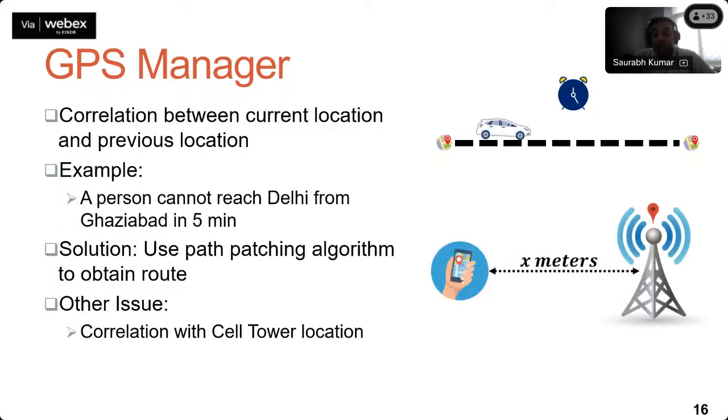Then the second issue is the correlation between the cell towers. Let's say you are changing the GPS reading, but you are not changing the reading from the cell tower. And the cell tower is also a source of geolocation, because a cell tower is situated in some location and there are algorithms or datasets that can easily be used to get the information on where this cell tower is located, right?